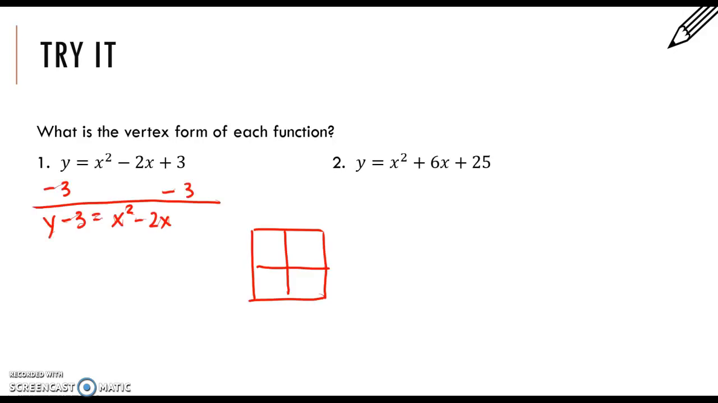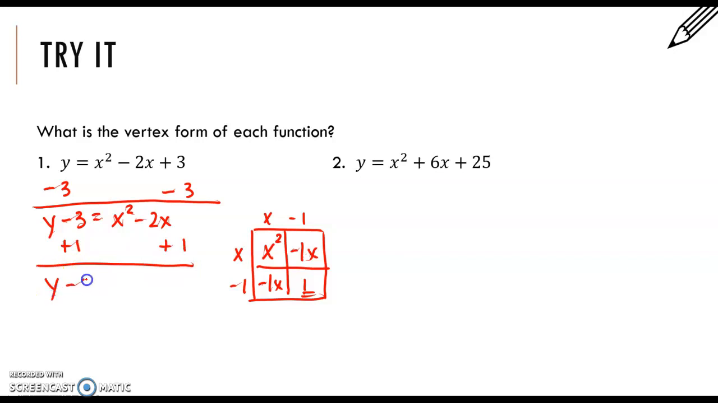The first thing I did was subtract 3 from both sides of the equation. So I had y minus 3 equals x squared minus 2x. The next thing I'm going to do is complete the square with this box that I've written here. When I complete the square, I divide this negative 2 by 2, so I have negative 1 and negative 1x, which means that my factored form would be x minus 1, and that the number I have to add to complete the square is 1. So I'm going to add 1 to both sides.